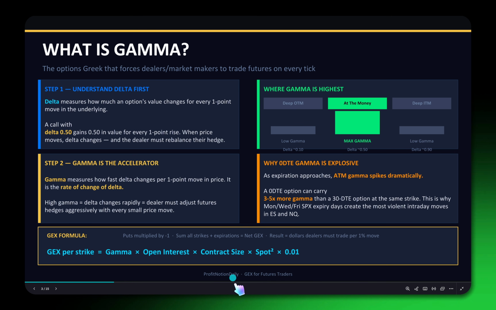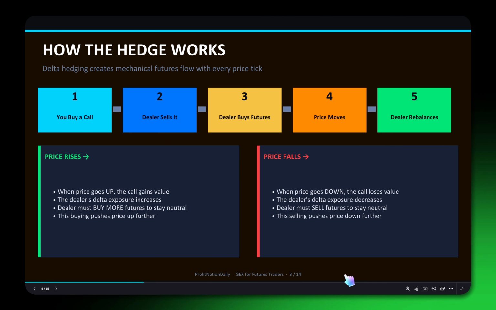And then there's a formula that talks through how GEX is calculated per strike price. I'm not going to get into it, but it's a whole thing. So how does hedging work?